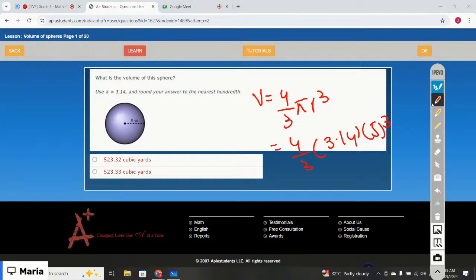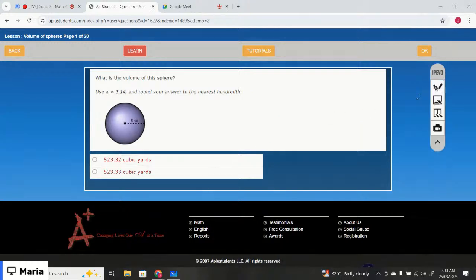So let me just do calculations. That is 5 times 5 times 5 times 3.14 times 4, that is 1570 divided by 3. You need to round off the number to the nearest hundred, so that is 523.33. Option number 2 is the correct option. The correct option is option number 2.